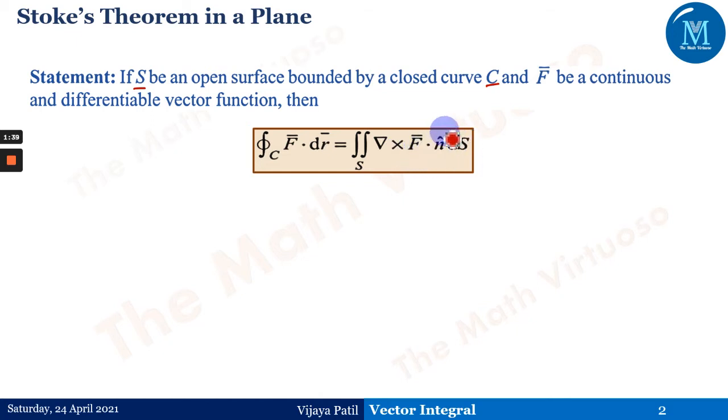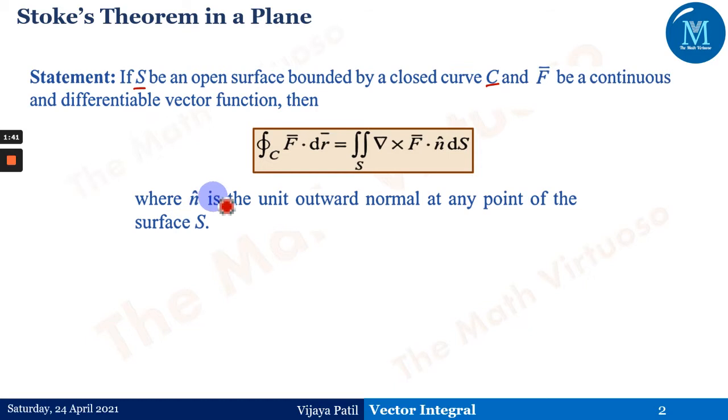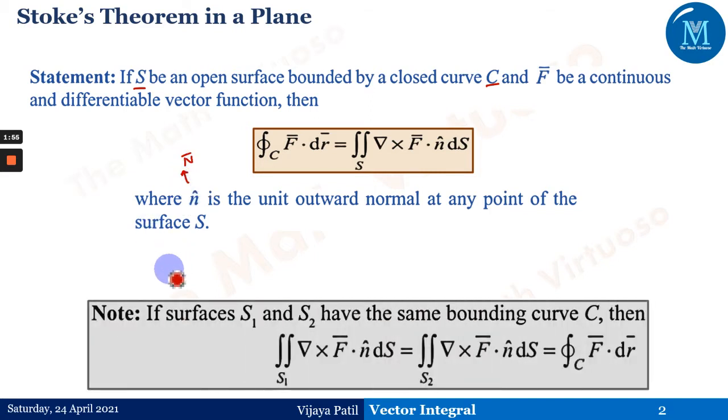Now this n cap is the same as n bar. What is this n cap? N cap is the unit outward normal at any point of the surface. A few of the books use this n cap the same as n bar, so it's one and the same thing. Some use capital N.